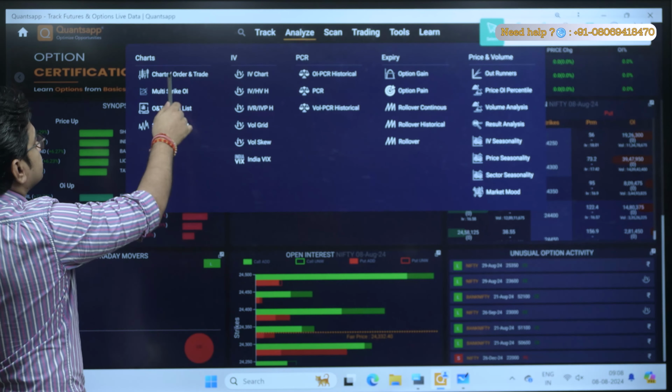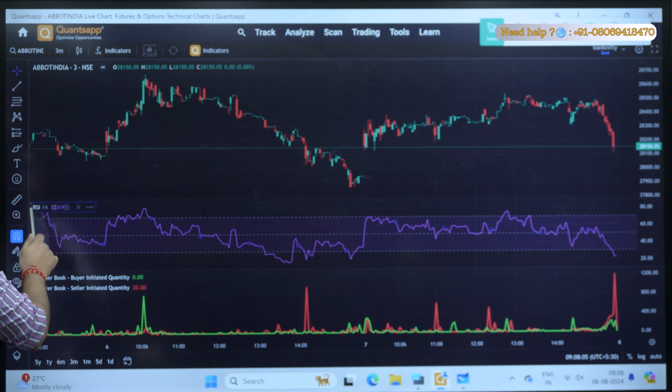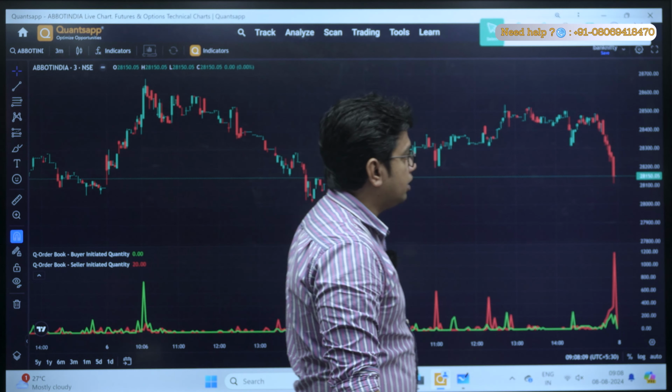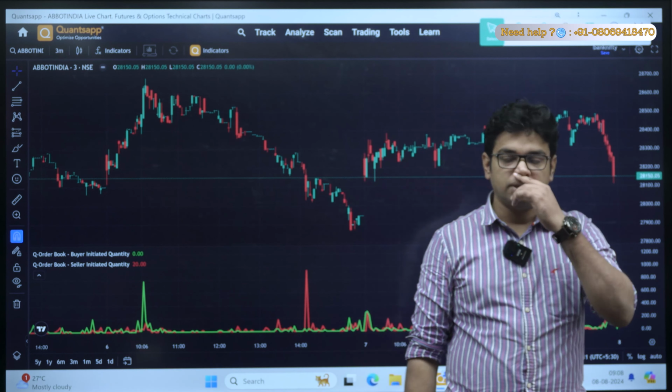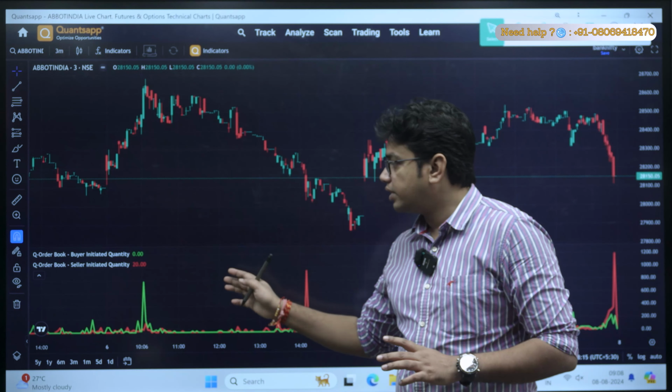I'll select chart, orders and trade. Okay, so let me erase the RSI. Here you can see this order book data. Now, how to add the order book data, how to add the order book indicator.